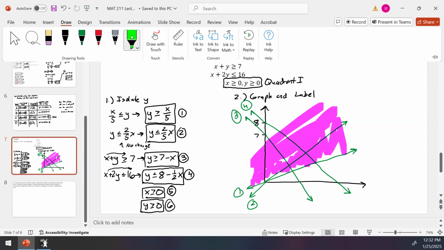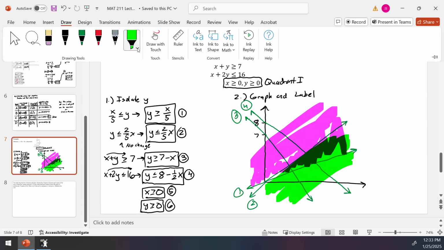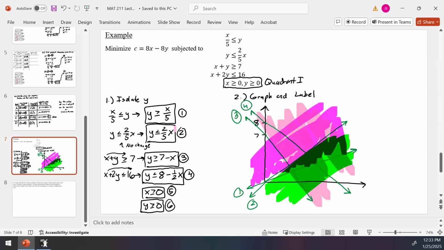If you have y's going in different directions, you can still do it. It's not incorrect, it's just not easy to see for most students. So equation 2, we're going to be less than, which means we're shading down. And then equation 3 says we're going to be greater than, so above equation 3, so we're shading upwards.